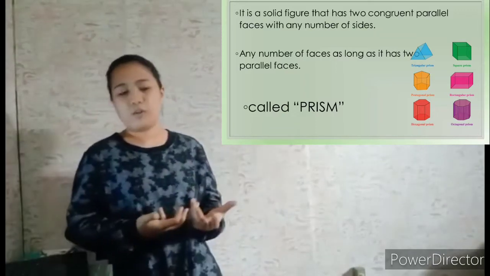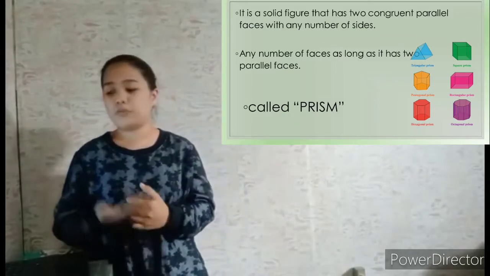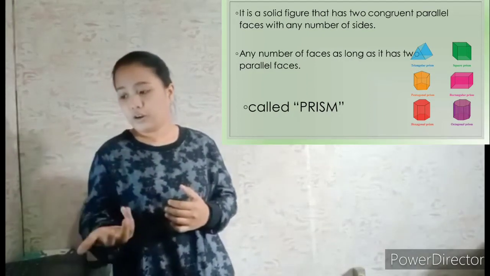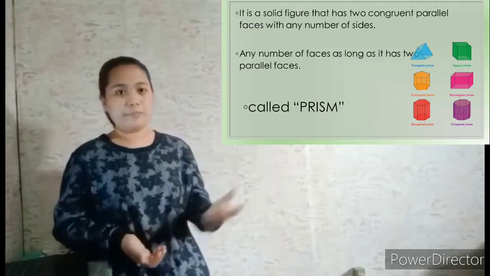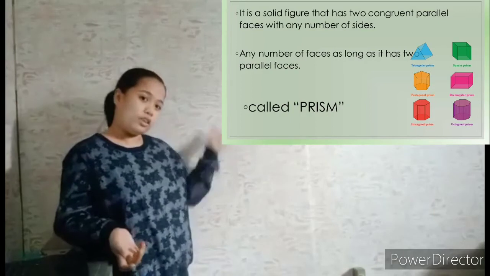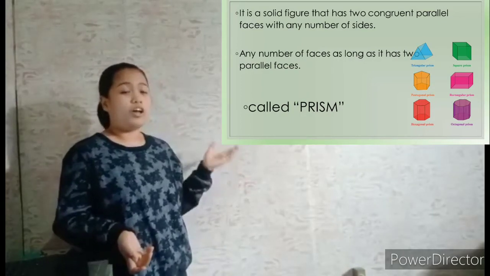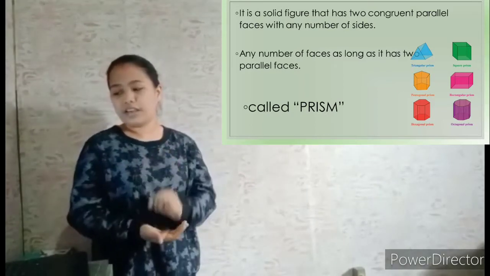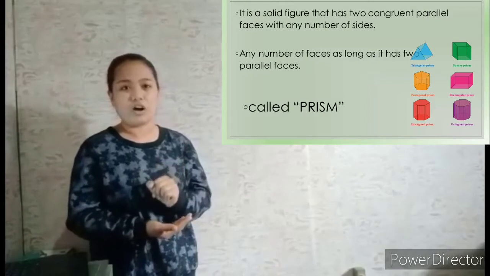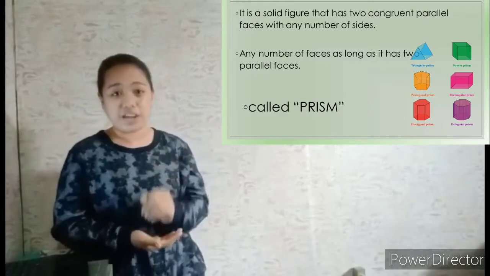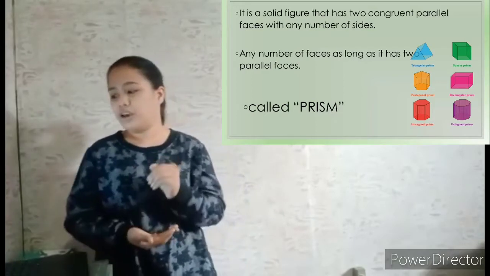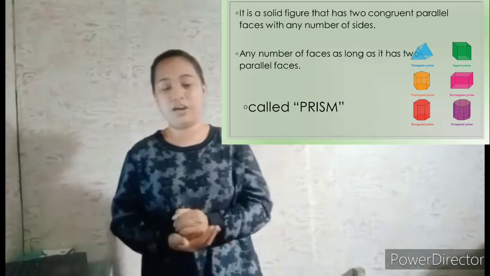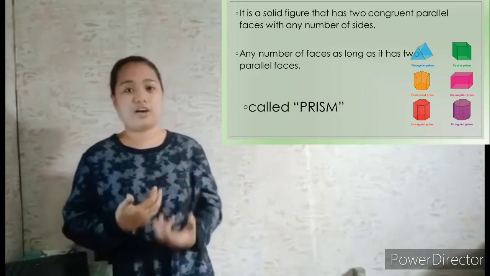We have a lot of types of prism. We have square prisms, triangular prisms, rectangular prisms, and a lot more. But we will discuss the types of prisms on the following days. Let's just focus on this: a prism is identified as a type of figure that has many faces, as long as it has 2 parallel faces. Okay, so that's how you are going to identify a prism.